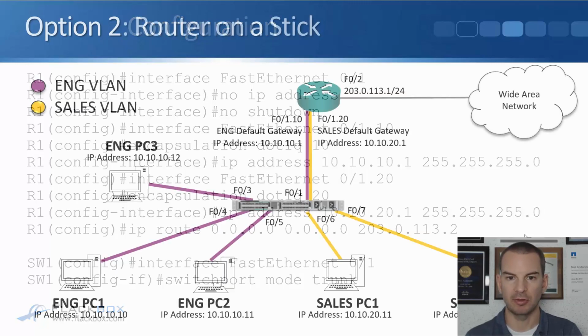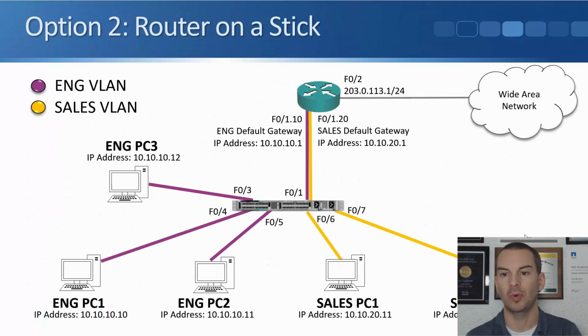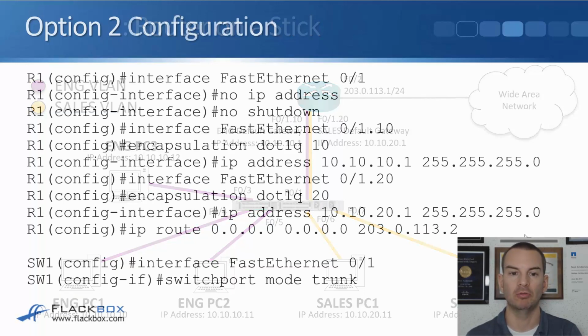If I just go back a slide, you see we've got the connection to the wide area network again, out interface FastEthernet 0/2 with IP address 203.0.113.1. The next hop address in our example is 203.0.113.2. I want my PCs on the inside to be able to get outside the local area network as well, so that's why I'm configuring a static default route here.